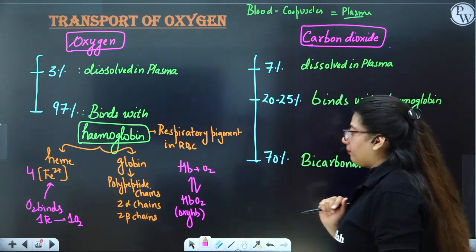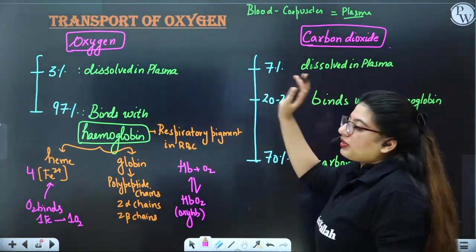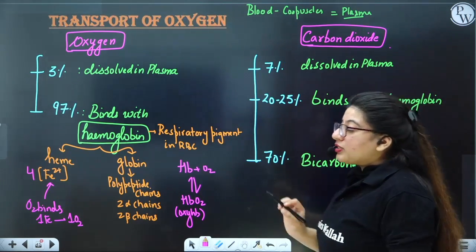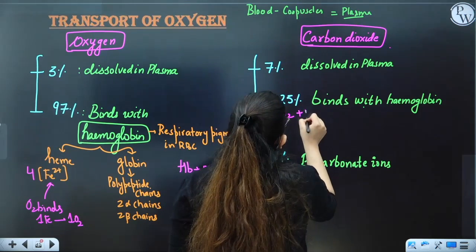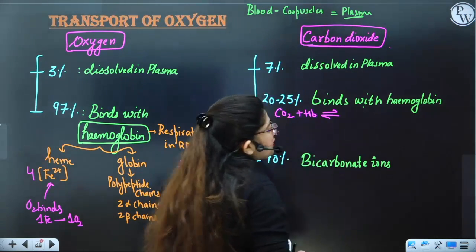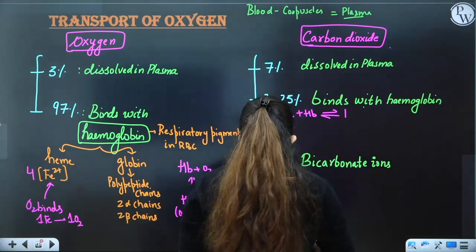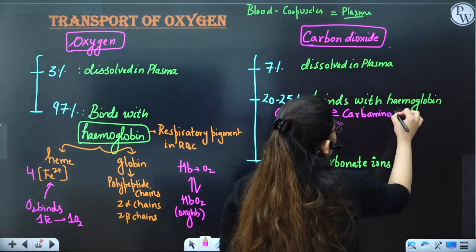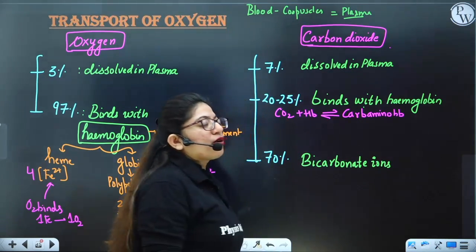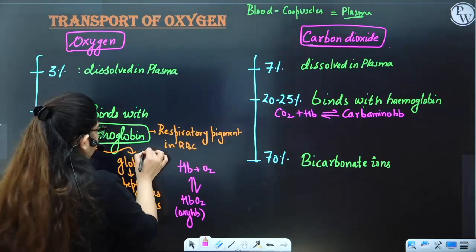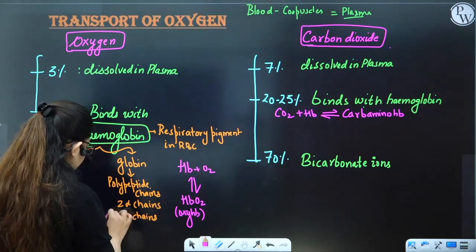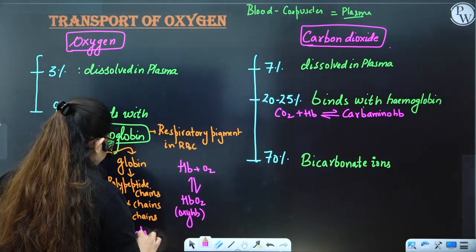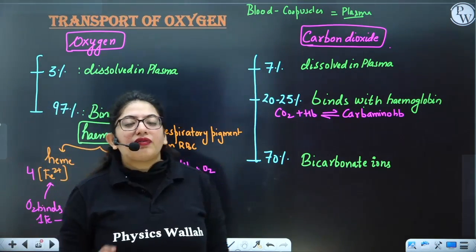Now, not oxygen atom. If I talk about CO2, 7% is in the dissolved form in plasma, 20 to 25% binds with hemoglobin. Now, whenever CO2 binds to hemoglobin, it also forms a reversible complex, that is carbaminohemoglobin. Now, why is it not known as carboxyhemoglobin? Because it binds to the globin part. So CO2 binds here in this portion. CO2 binds to the globin part. Alright?